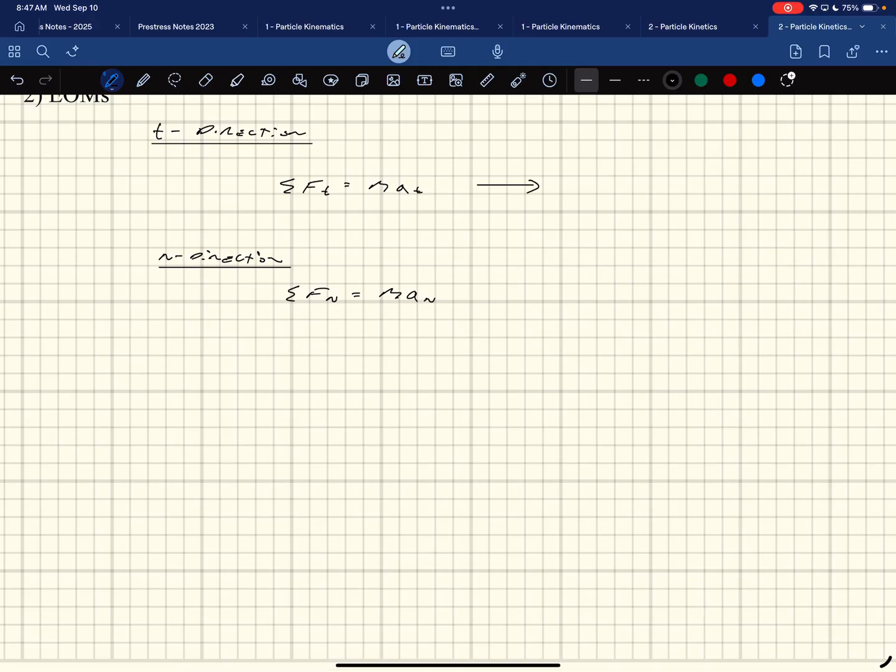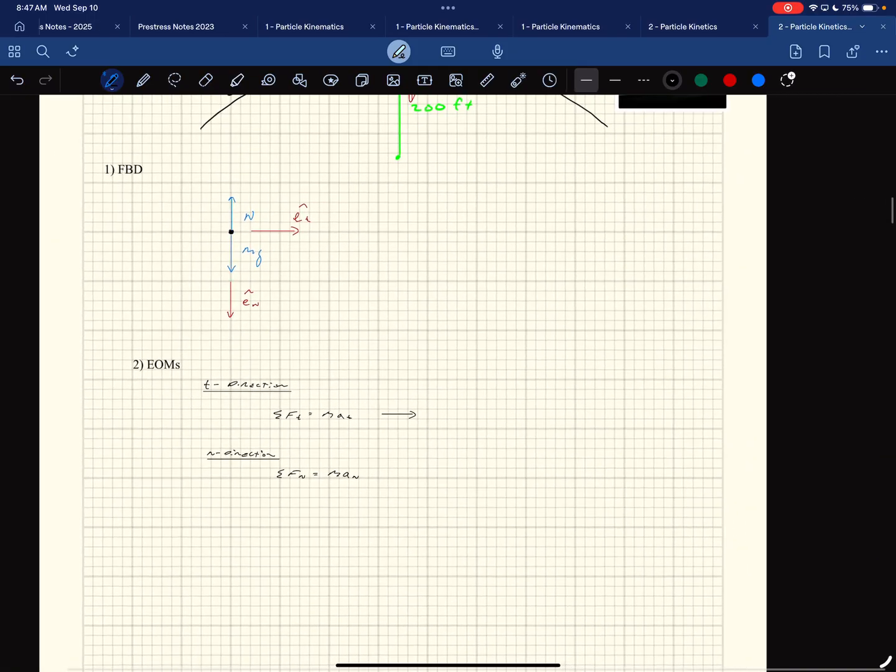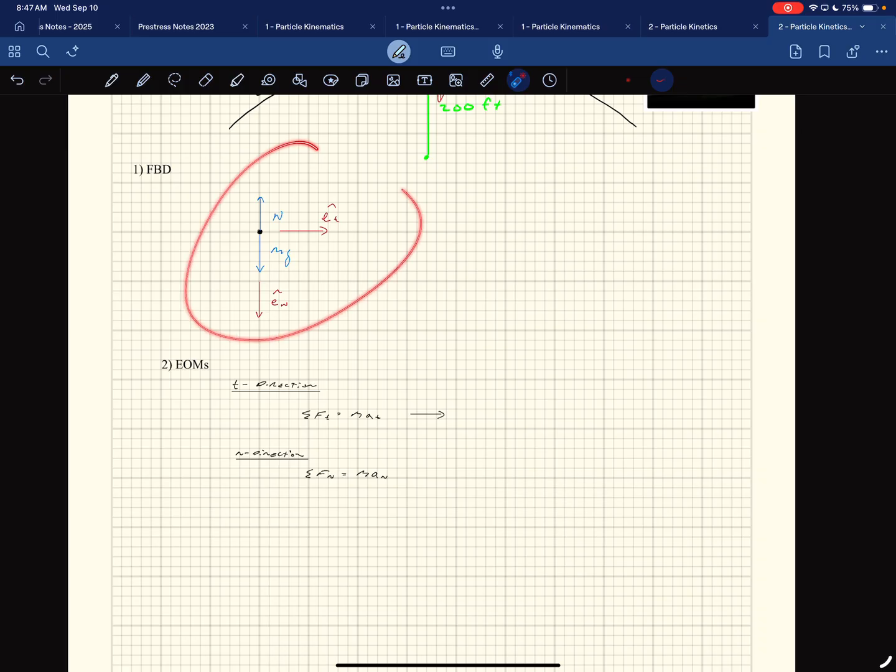What are the forces in the T direction? Just look at our free body diagram. What forces are acting in the T direction? Zero. There's nothing acting in this direction. I just looked at my free body diagram and what's doing that? When would I have a force in that direction? Friction, yeah, if there was some friction going on, or if I was accelerating, right?